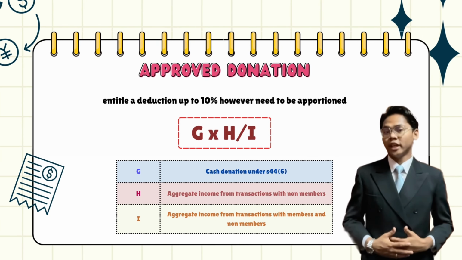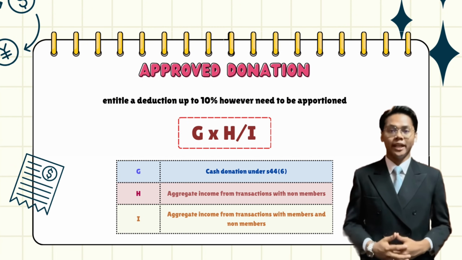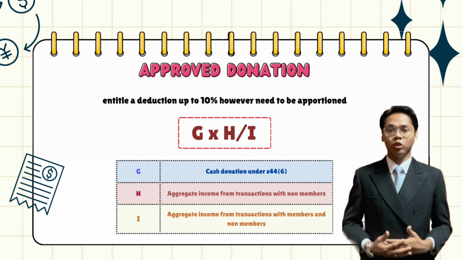Next, for the approved donation. Cash donation to an approved institution or organisation is entitled to a deduction up to 10%. However, it needs to be apportioned.